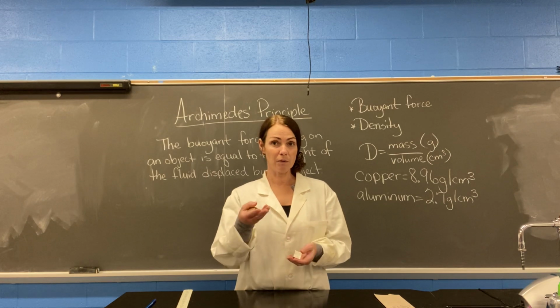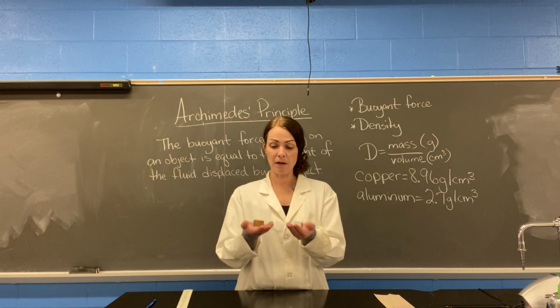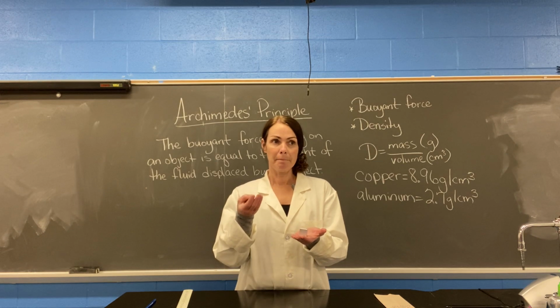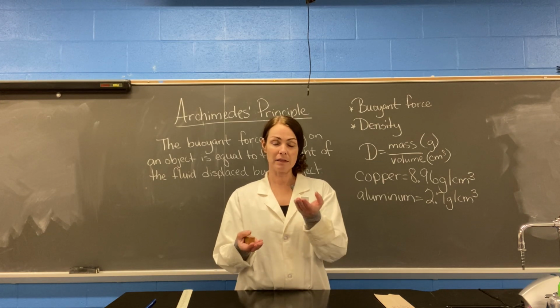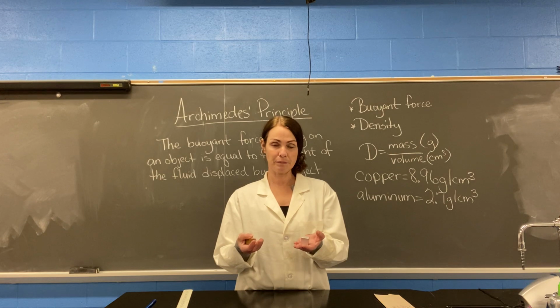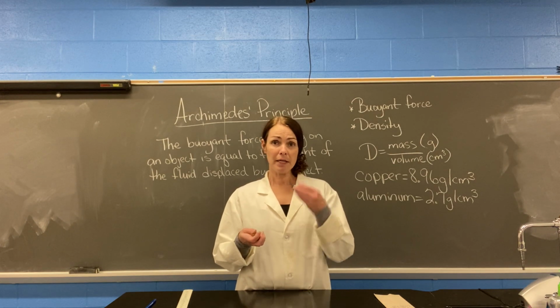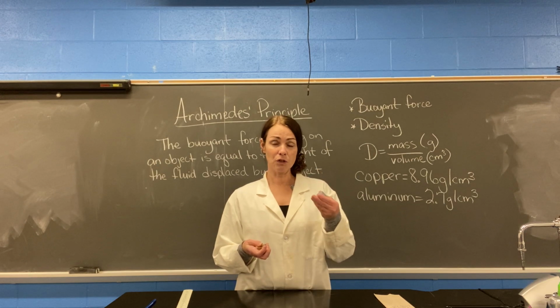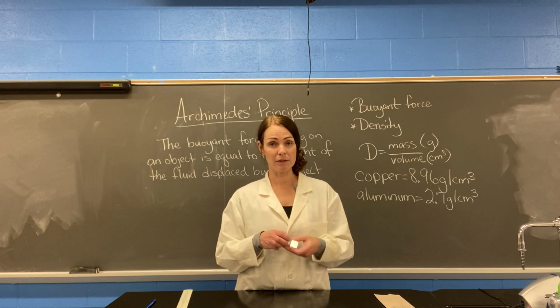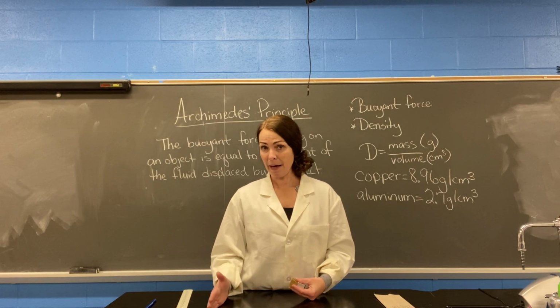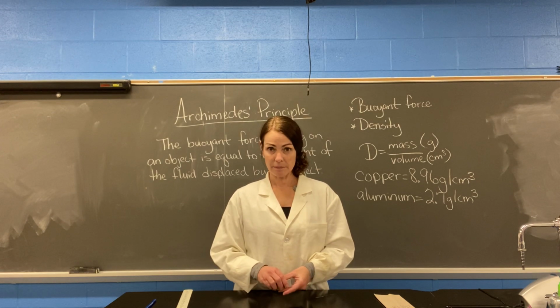What I also know, and you may not be able to tell, is that this block of copper is much heavier or has more mass than this block of aluminum. So I already know that the copper is much more dense than the aluminum because they take up the same amount of space, and density is really a comparison of the mass and the volume of an object.